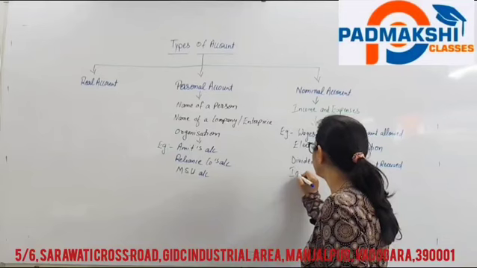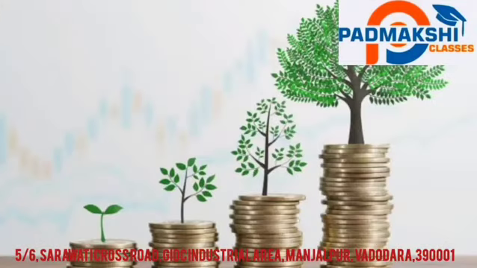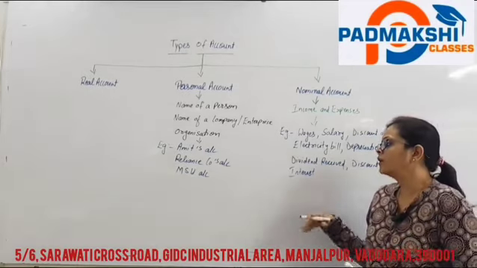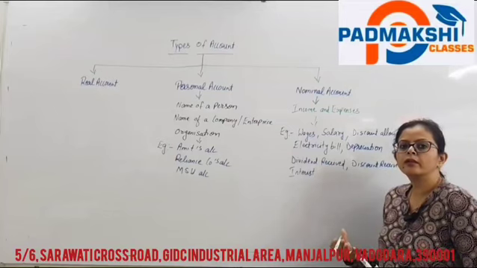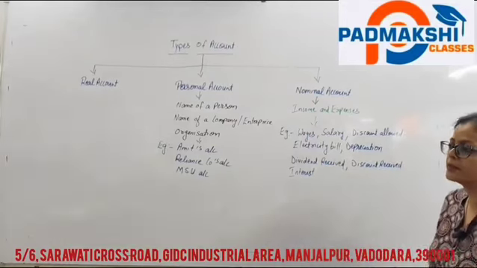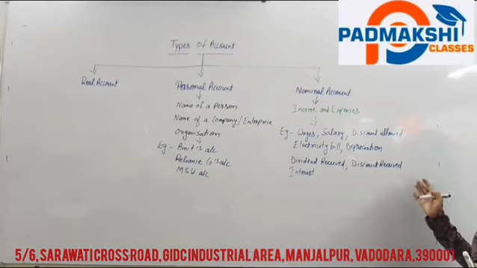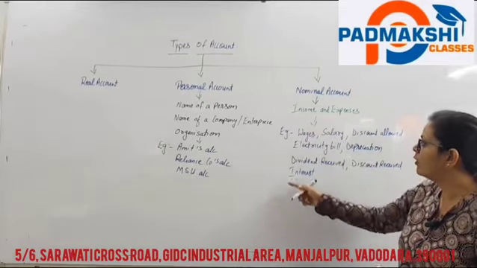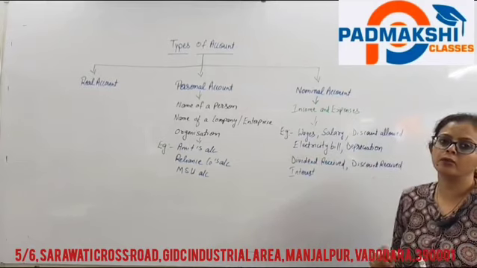What else? Interest we receive from the bank. When we open our current account or savings account, the interest which we receive from bank is also a sort of income for us. So these are various examples of expenditure, expenses and income which fall under the nominal account.